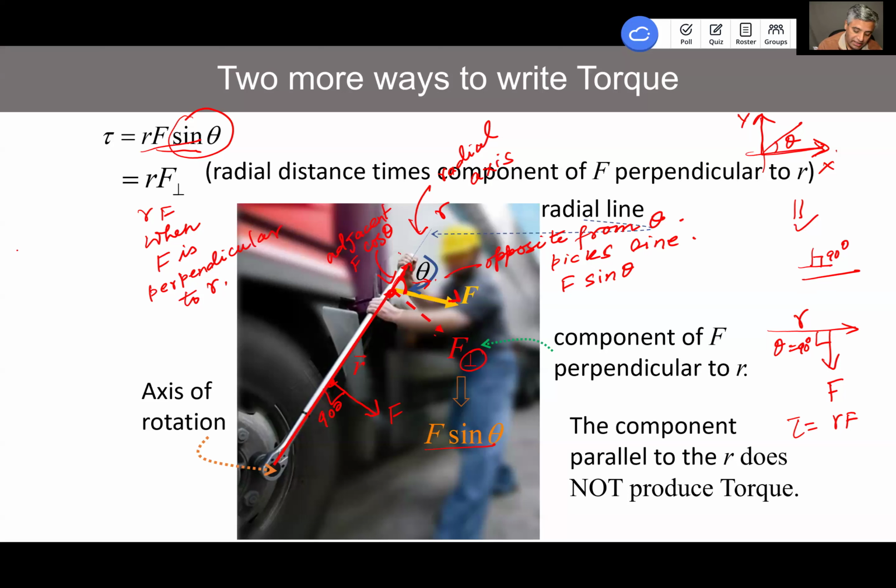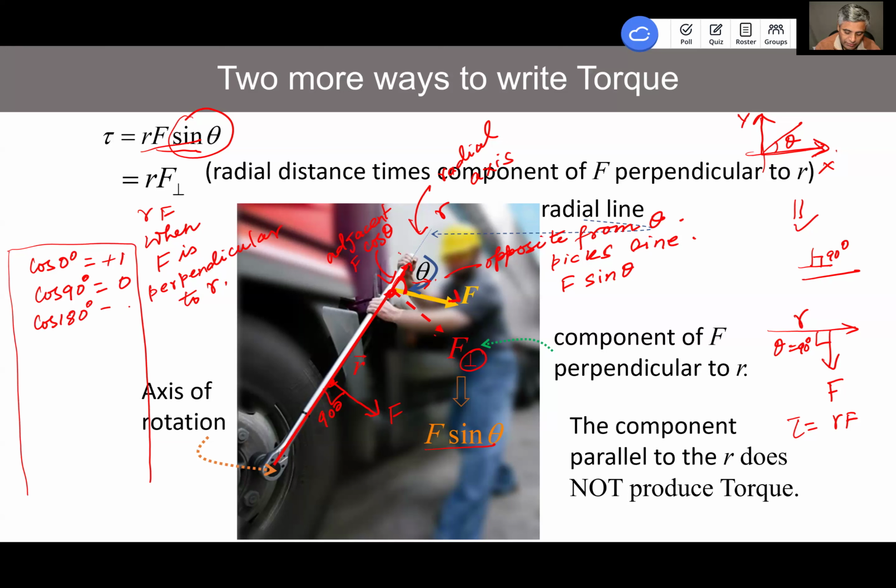Oh, that reminds me, maybe you want to keep a couple of things handy. Remember, for finding work done, we wrote some cosine values of different angles. Cosine 0 we said was positive 1. Cosine 90 degrees was 0. And cosine 180 degrees we said was negative 1. Similarly, sine 0 degrees, it's kind of opposite, sine 0 degrees is 0. And sine 90 degrees is 1. So that's why when the angle is 90 degrees, sine 90 degrees becomes 1, so you can just write R times F. It basically comes from here.